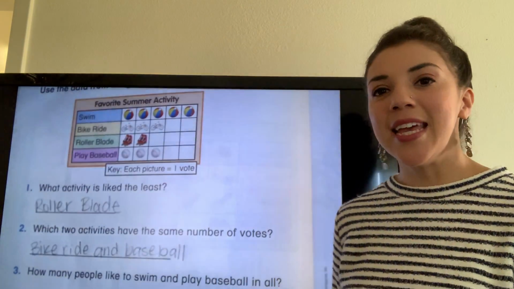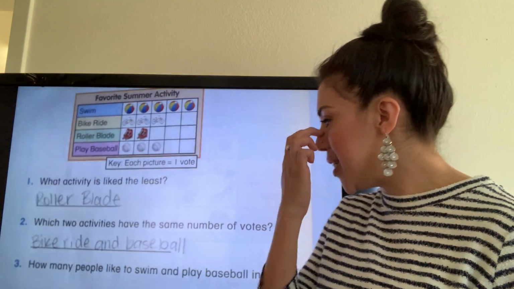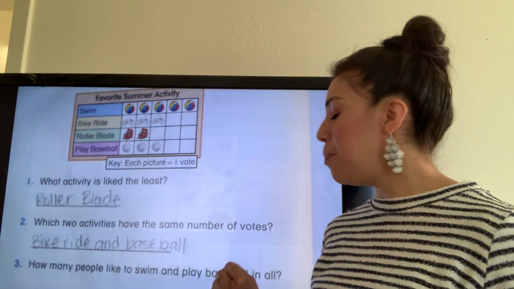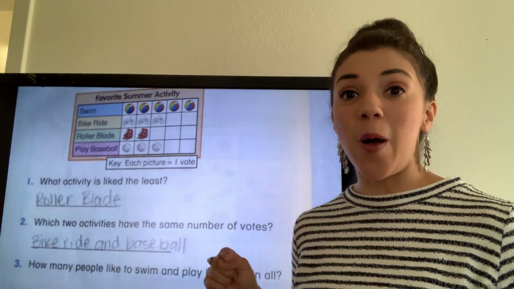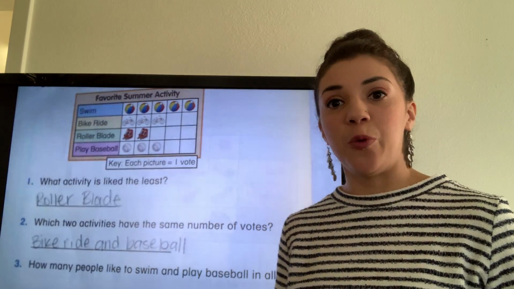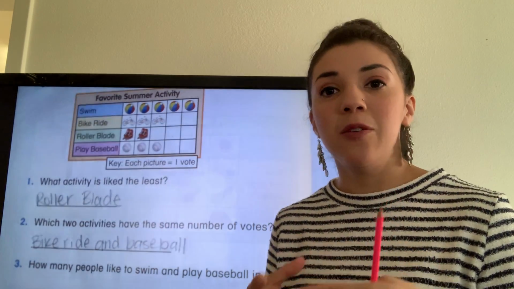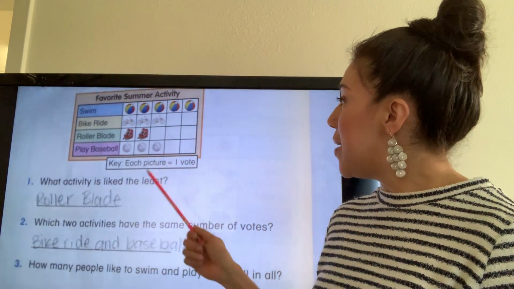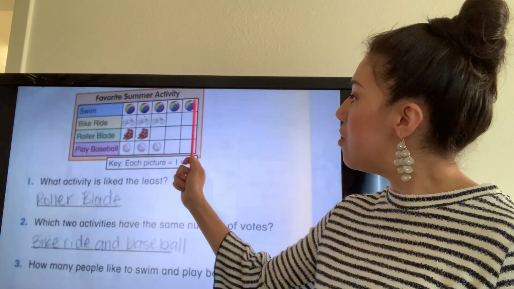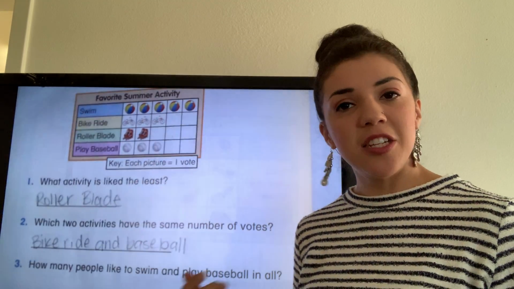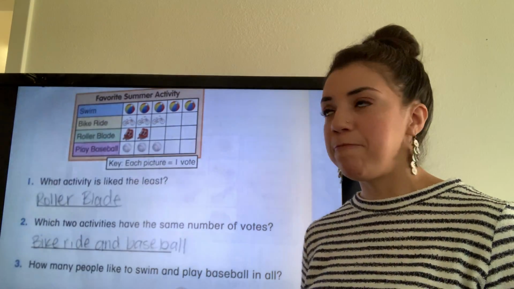Okay. Now finally, for question number 3, it says, how many people like to swim and play baseball in all? We know that in all means we're going to be combining, which means add. So how many like to swim and play baseball? Well, 1, 2, 3, 4, 5 plus 1, 2, 3. So 5 plus 3 equals 8.